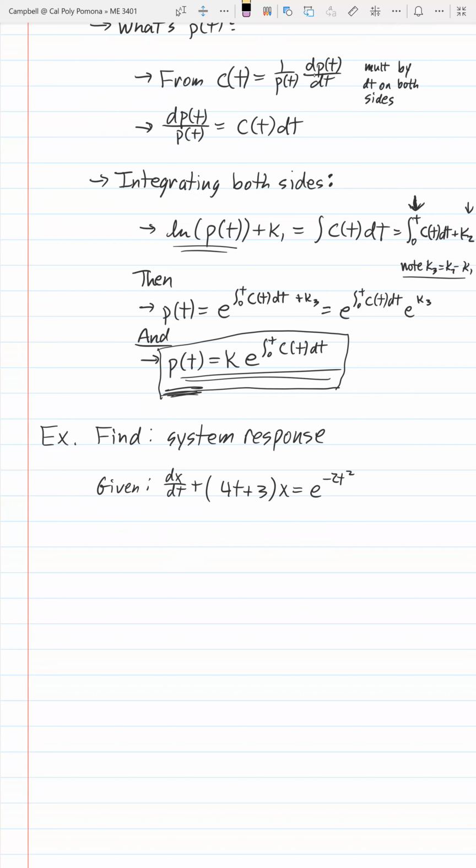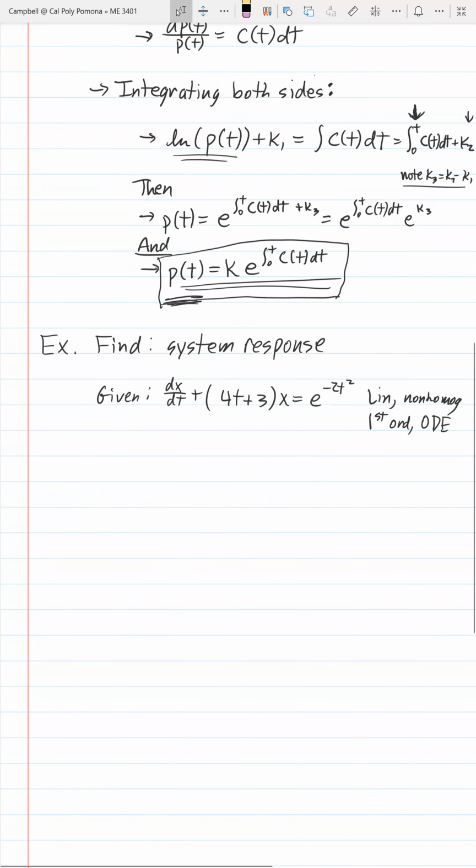So you can see that this is a linear differential equation, non-homogeneous, of course. So this is a linear, non-homogeneous, first order, ordinary differential equation. And so that's perfect for what we're trying to do.